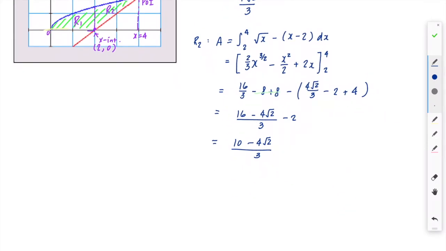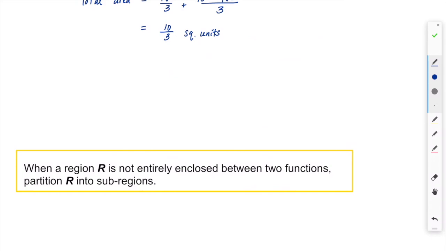In total, it will be 4 root 2 over 3 plus 10 minus 4 root 2 over 3. Oh, that's nice. Which is 10 over 3 square units. So we say that when a region R is not entirely enclosed between two functions, we have to make sure we partition the region R into subregions before we work out the definite integrals.